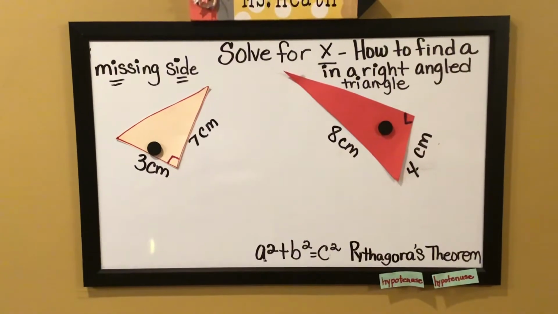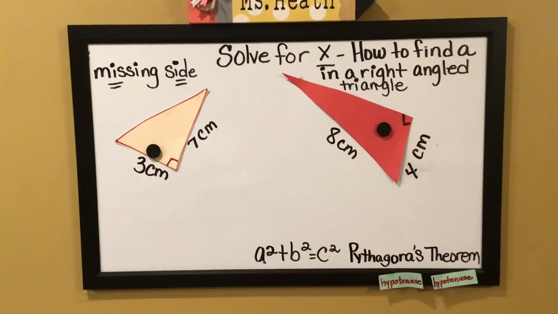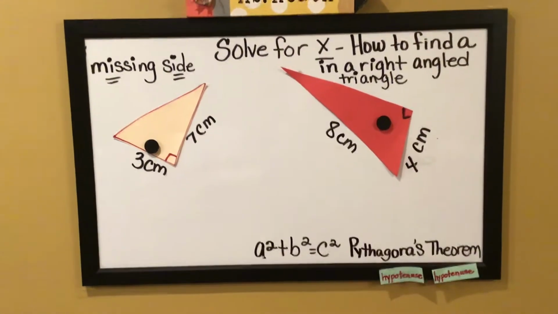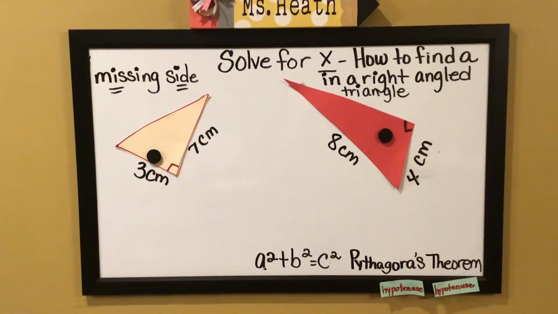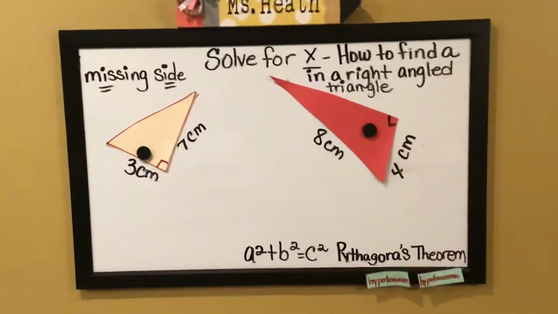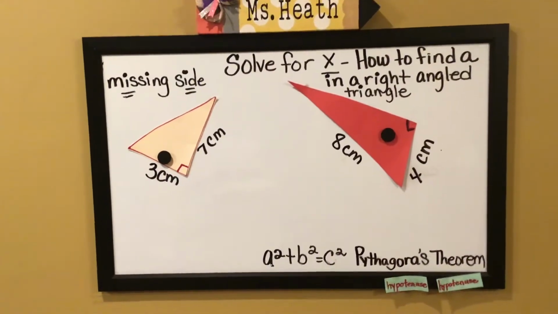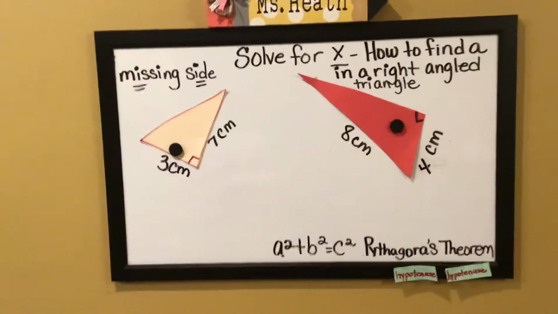Hi guys, good morning. Today we're going to find a missing side in a geometry lesson. We're going to find a missing side in a right-angled triangle. This is called the Pythagoras theorem. The right-angled triangle has one right angle and a very special side called a hypotenuse.